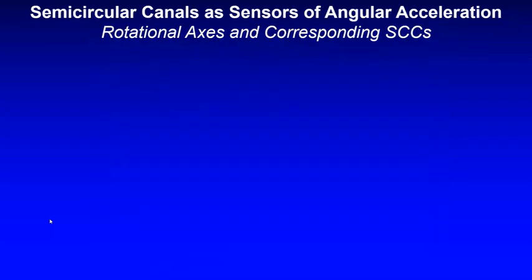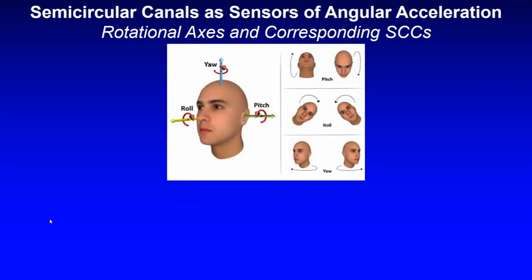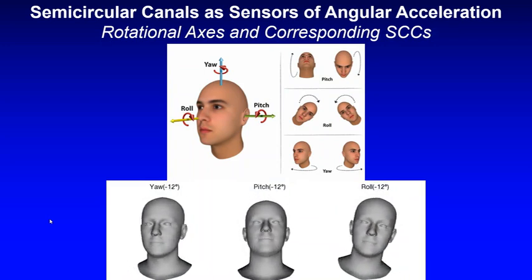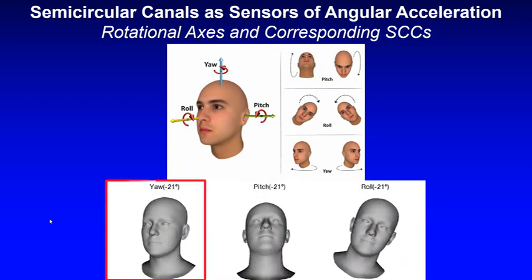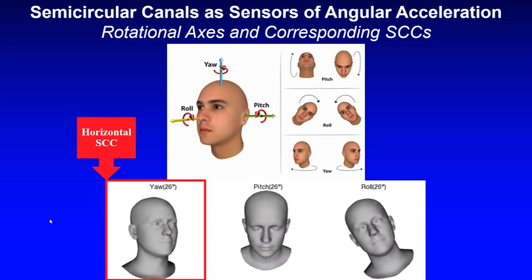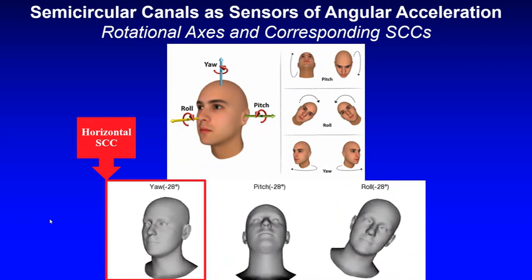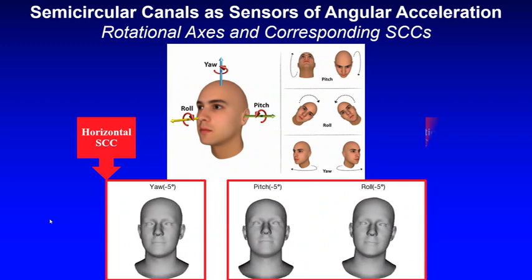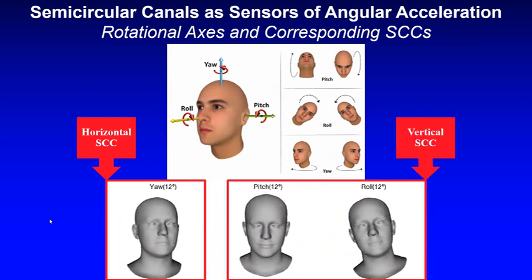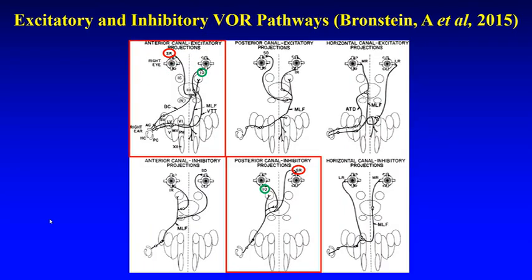So semicircular canals act as sensors of angular accelerations. The rotational axes and the corresponding semicircular canals are shown here: yaw, pitch and roll. In the yaw plane, the angular acceleration is detected by the horizontal semicircular canals. In the pitch and roll planes, the vertical canals, that is the posterior and anterior, detect the angular accelerations. The excitatory and inhibitory projections are important.